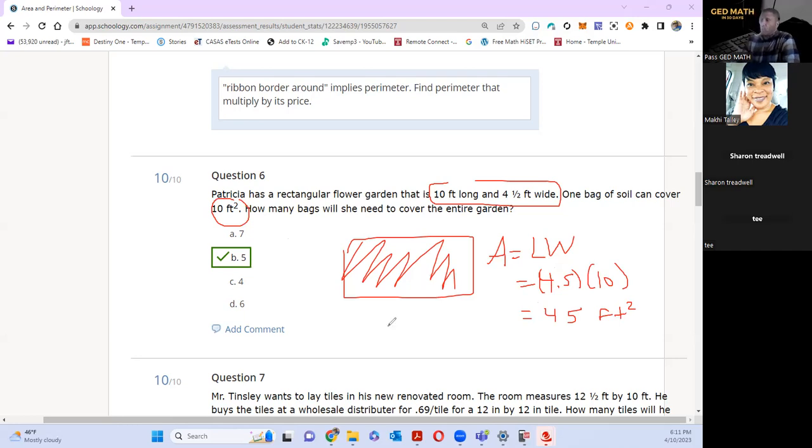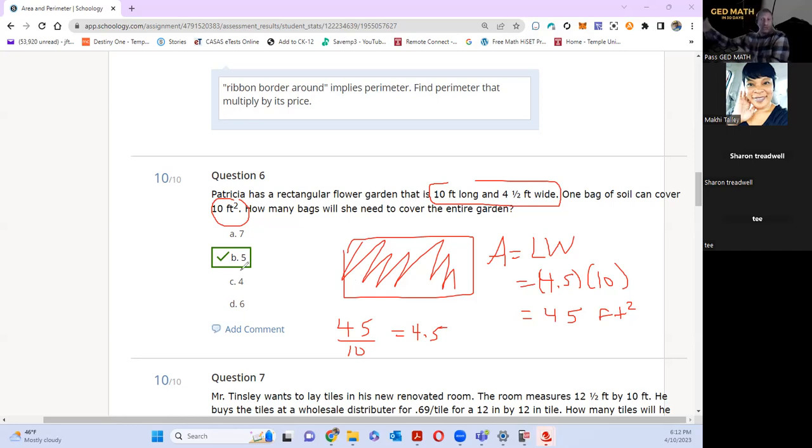Okay? So we're going to do 45 divided by 10 is equal to 4.5 bags. This is the mistake everybody was making. Almost everybody chose 4. If you need 4.5 bags, but you only buy 4 bags, do you have enough to finish covering the garden? No, you don't. So you have to buy that 5th bag. So the answer here is 5.